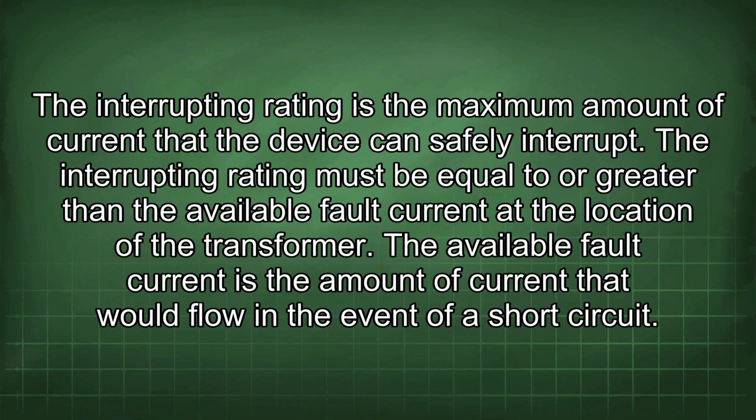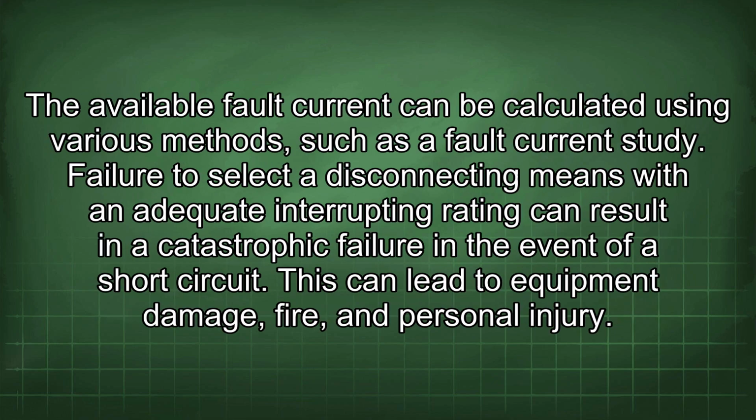The interrupting rating must be equal to or greater than the available fault current to the location of the transformer. The available fault current is the amount of current that would flow in the event of a short circuit. The available fault current can be calculated using various methods, such as a fault current study. Failure to select a disconnecting means with an adequate interrupting rating can result in a catastrophic failure in the event of a short circuit. This can lead to equipment damage, fire, and personal injury.